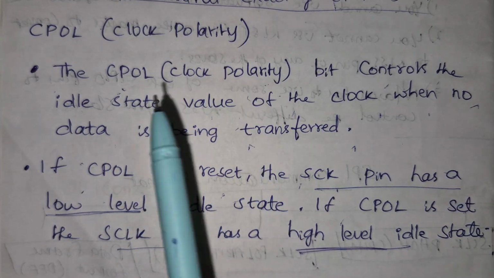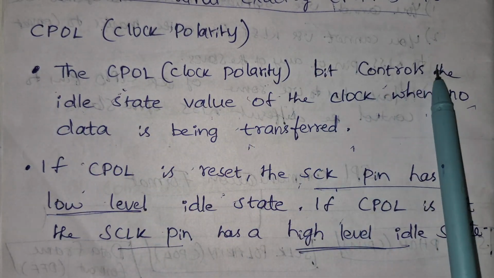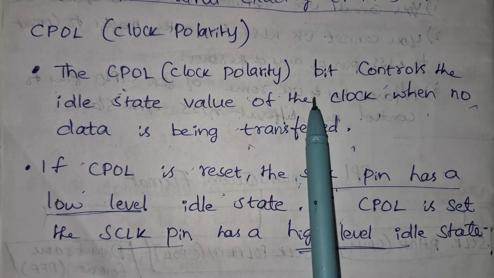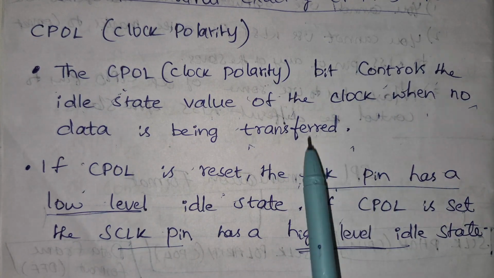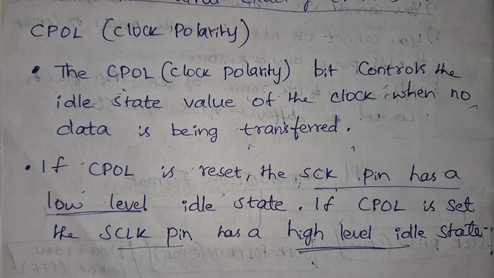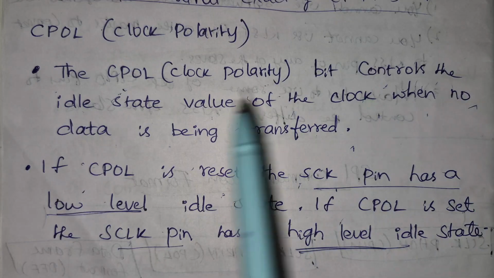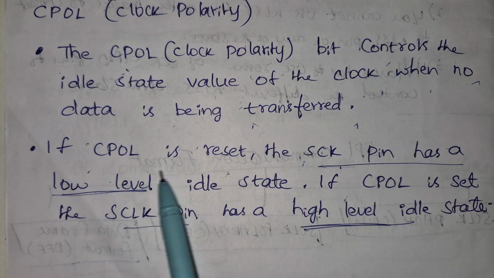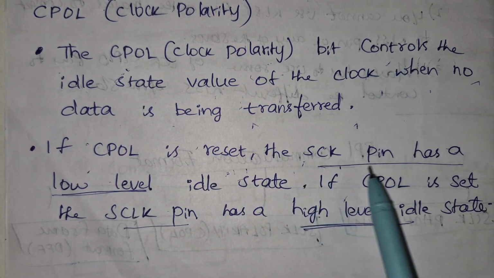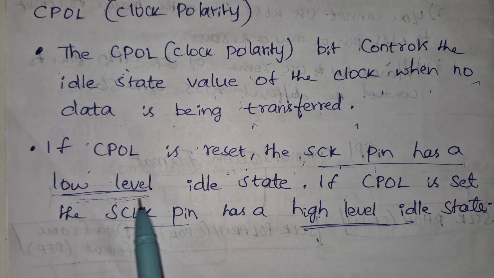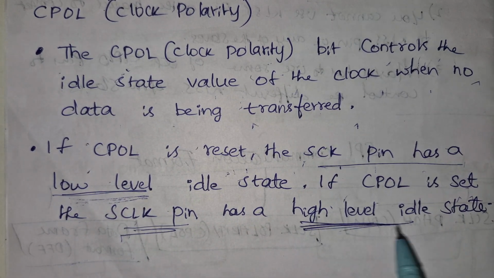The clock polarity bit controls the idle state value of the clock when no data is being transferred. Means when no data is transferred, the clock polarity bit controls the idle state of the clock. If clock polarity is reset, then the clock pin has a low level idle state. If the clock polarity is set, then we have a high level idle state.